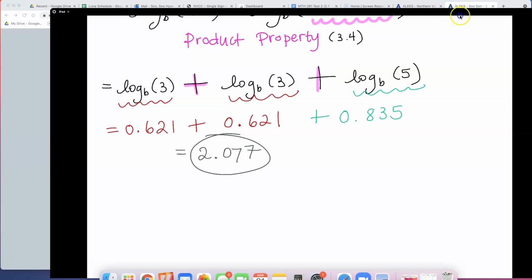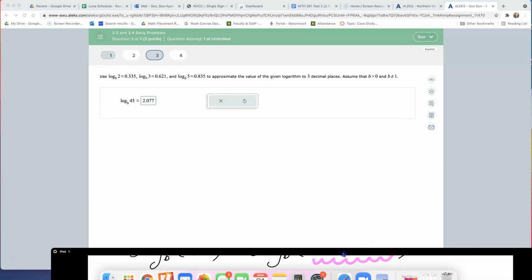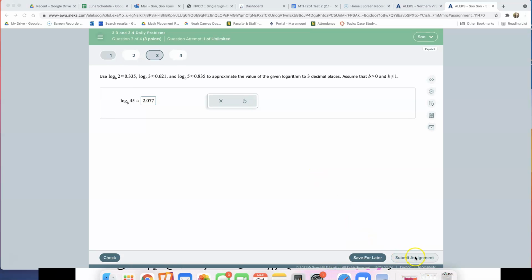I'm going to go ahead and type this in. 2.077. You wanted 3 decimal places, that's what I have. So I'll go ahead and check the answer. Yay, that's good. All right, let's look at number 4 together then.